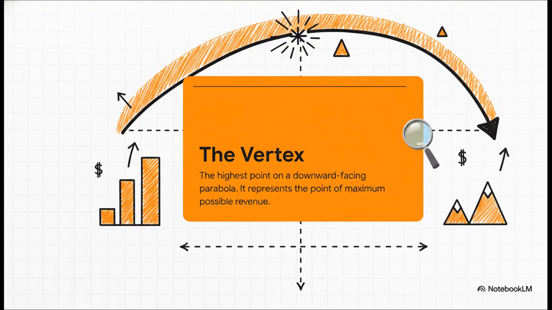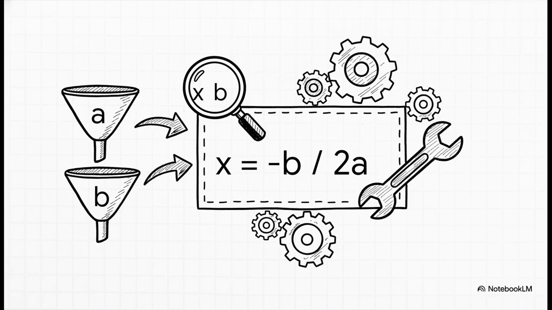And here's the really cool part. Our complex business problem has now been transformed into a very clear, well-defined mathematical problem. We just have to find the vertex of this parabola. The x-coordinate of that vertex is going to be the optimal number of units to sell, and the y-coordinate will be the maximum revenue we can achieve. So, how do we find that vertex? Thankfully, we have a formula for it.